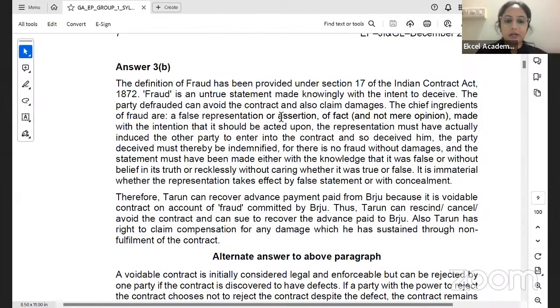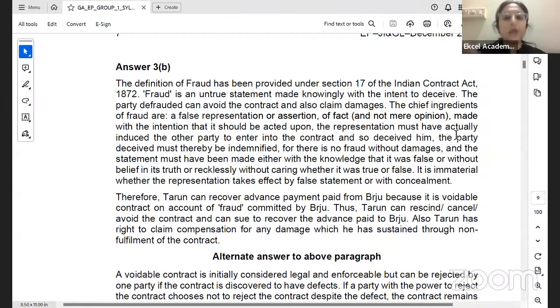So the party defrauded can avoid the contract. If it's fraud, then the party who has entered into the contract can avoid the contract and can even claim damages. So mainly, what are the main ingredients? You have to explain fraud here, because we are trying to tell that yes, fraud has happened here. So you have to tell what the main ingredients of fraud are. There is a false representation of fact. Okay, it's not a mere opinion. See, he has clearly told, yes, I have the license.